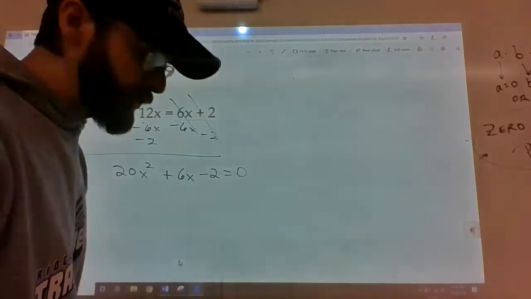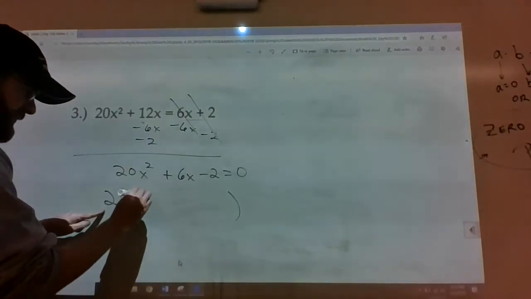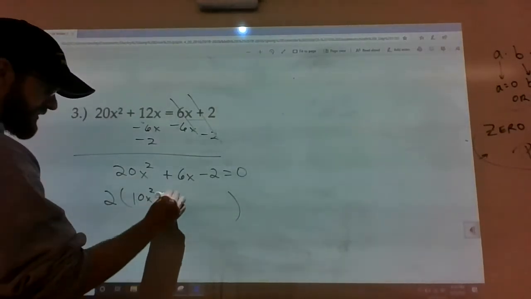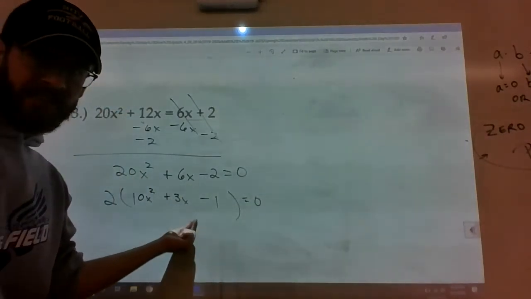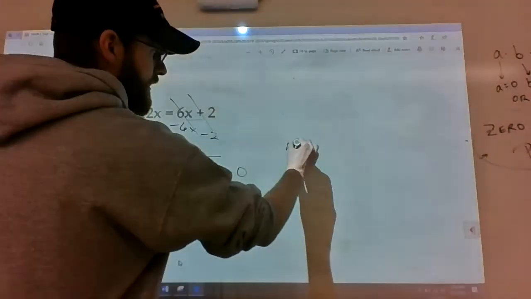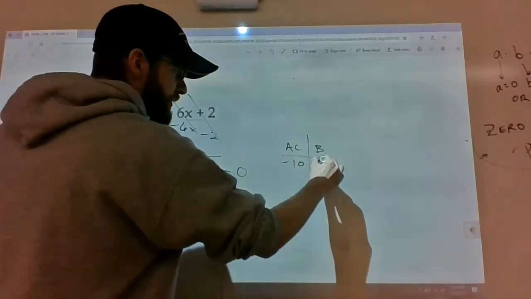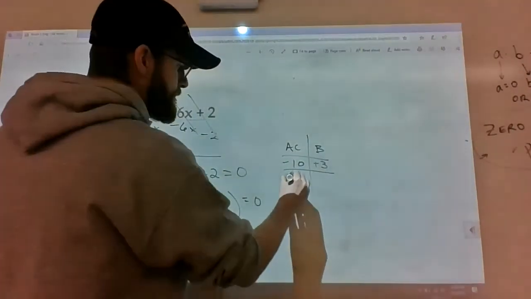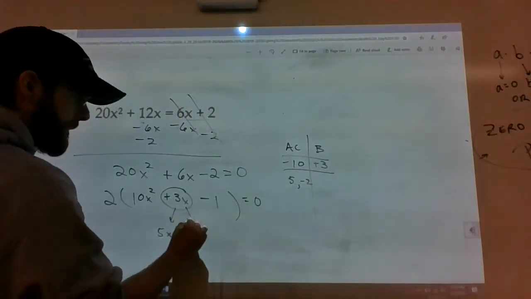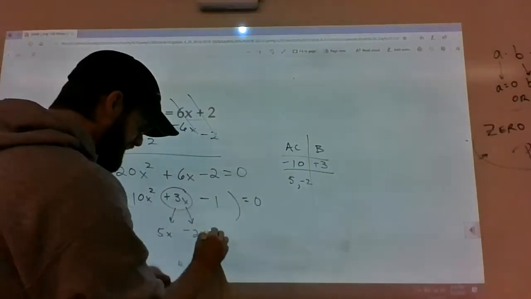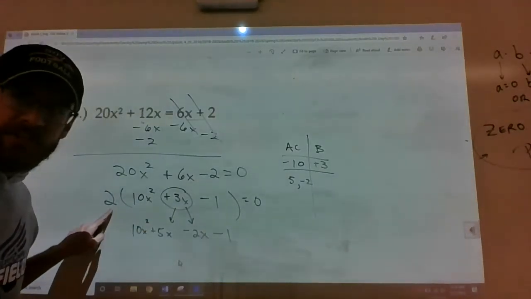So I'm going to factor that 2 out. 20x squared divided by 2 is 10x squared. 6x divided by 2 is positive 3x. Negative 2 divided by 2 is negative 1. Now I've got a pretty simple polynomial inside there that's going to factor. So my AC is negative 10, my B is positive 3. That's 5 and negative 2. So this is going to split up into 5x minus 2x. Bring the minus 1 down, bring the 10x squared down, put a plus in front of the 5x. I'm going to leave this 2 alone for now.